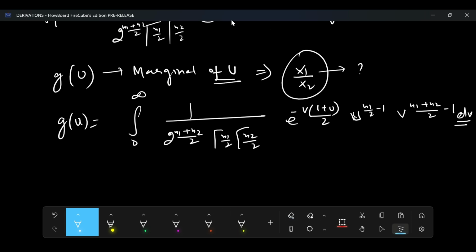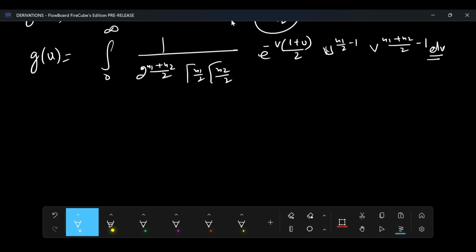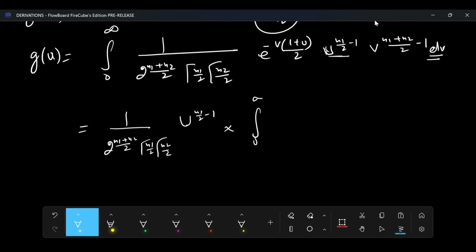So say now, what will happen here? So this is constant 1 upon 2 to the power (n1 plus n2) divided by 2, gamma n1 divided by 2, gamma n2 divided by 2. And see, this will come out as the constant, that's u to the power n1 divided by 2 minus 1. Clear? Multiply the integral from 0 to infinity of e raised to minus v (1 plus u) upon 2, v to the power (n1 plus n2) divided by 2 minus 1, dv.